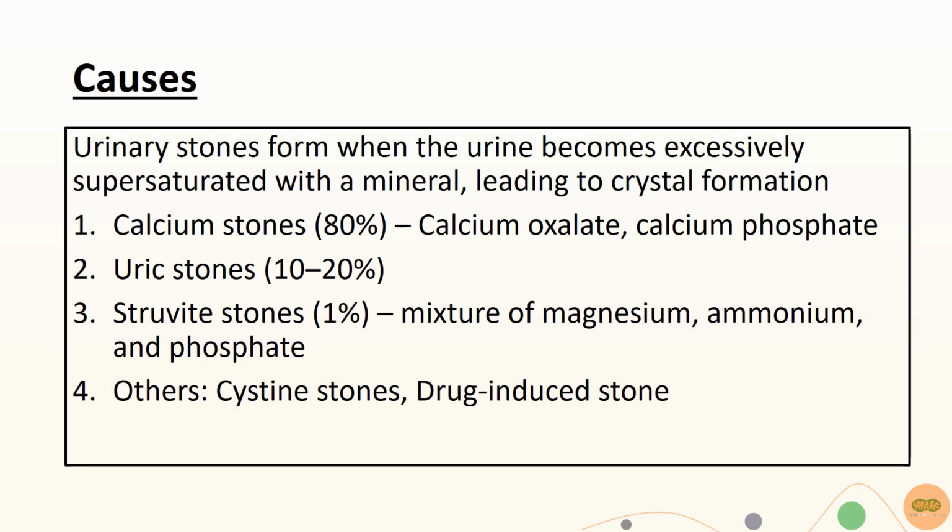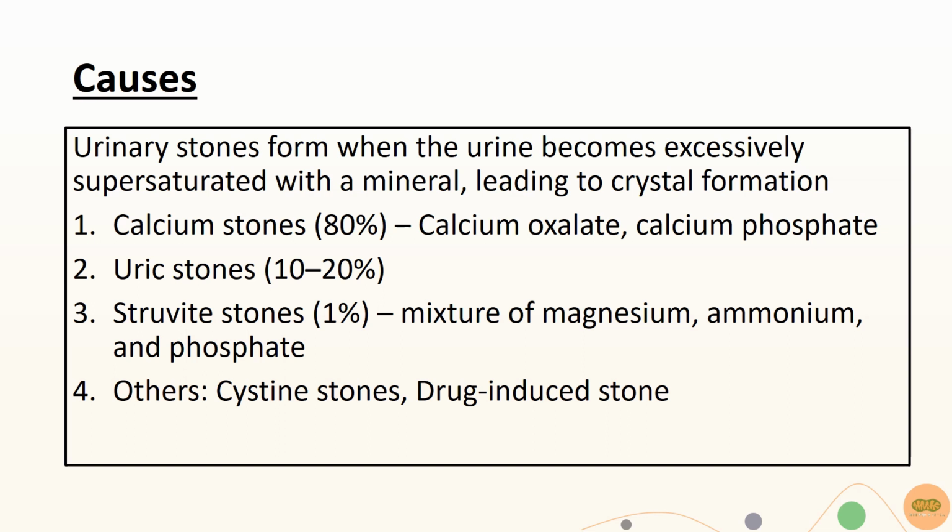Calcium oxalate stones are associated with low urine volume and high levels of calcium, oxalate, and citrate levels in the urine. Calcium phosphate stones are associated with low urine volume, high calcium in the urine, high urinary pH, and conditions such as primary hyperparathyroidism and renal tubular acidosis.